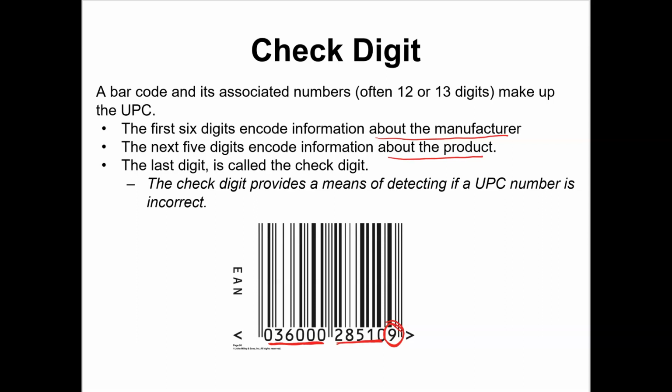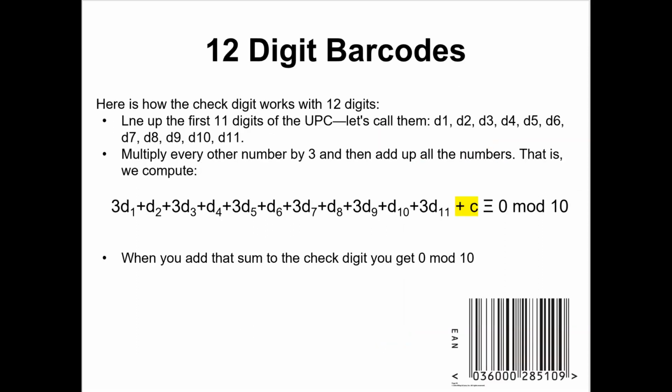Now, these are all algorithms, but we can do the algorithms by hand. So this is how it works for 12-digit barcodes. We're going to line up the first 11 digits of the UPC code, and we're going to call them digit 1, digit 2, digit 3. And we're going to multiply every other number by 3 and add it all up. And then that last number is going to be the check digit. Now, at the end, we should get something equivalent to 0 mod 10. What does it mean to be equivalent to 0 mod 10? It means a multiple of 10.